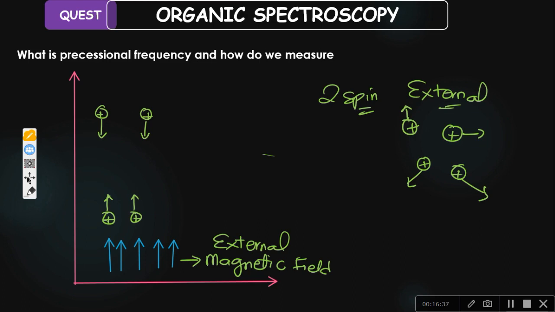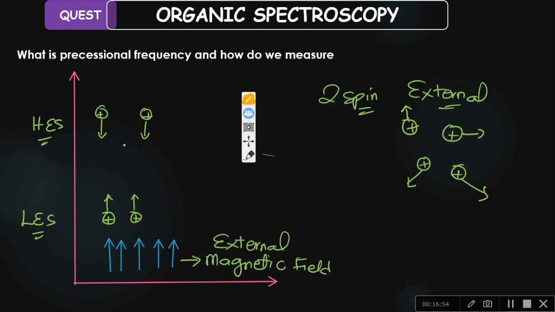Now, the ones that spin in the same direction as the magnetic field, we call them the low energy spin. So this one here is the low energy spin. And these ones are the high energy spin. So it means these protons here are higher in energy as compared to these ones here that are lower in energy. Now, my dear students, listen.